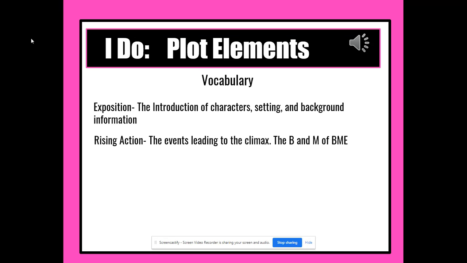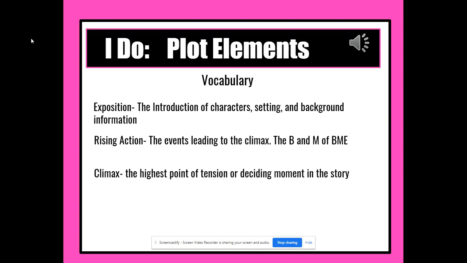It's the beginning, middle, end. It's like the build up that leads us to the climax. The climax is the highest point of tension or a deciding moment in the story. It's the most exciting point in the story. It includes the major event in which the character experiences an important change.